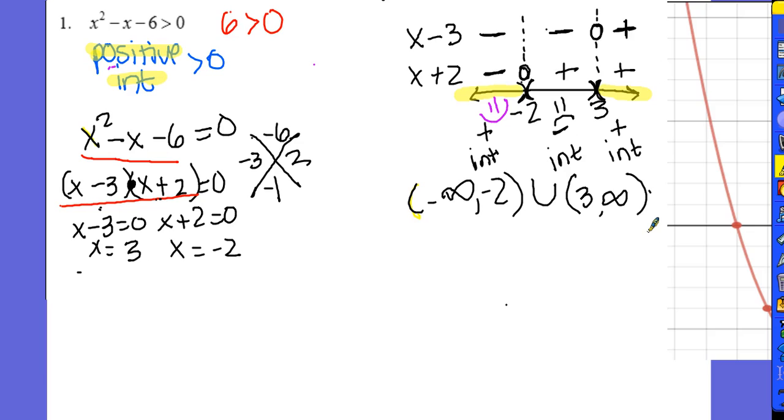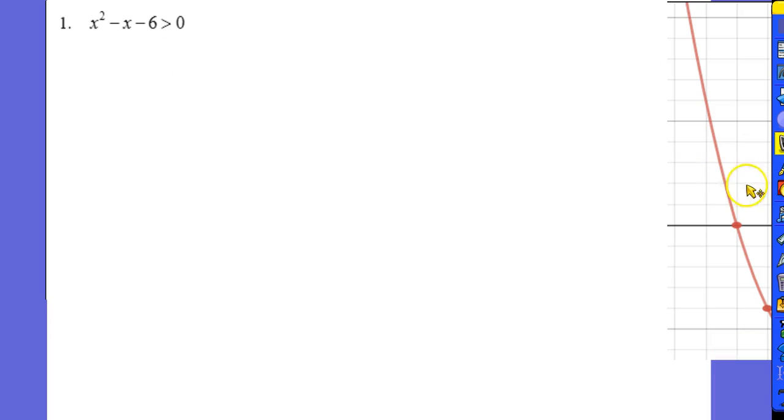So if the first sign chart made more sense, stick with it for a while until you can trust sign chart number 2. Do you have questions about this? Yes. What signs? All right.